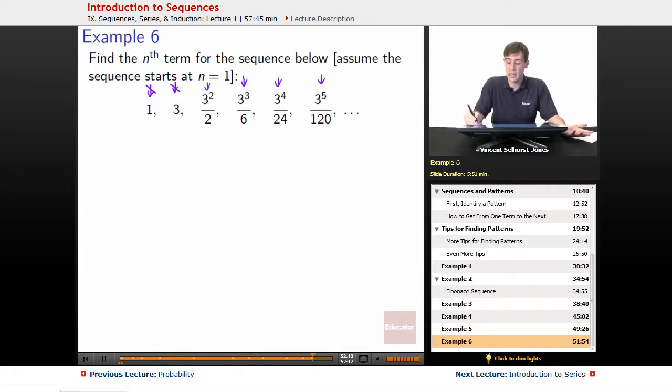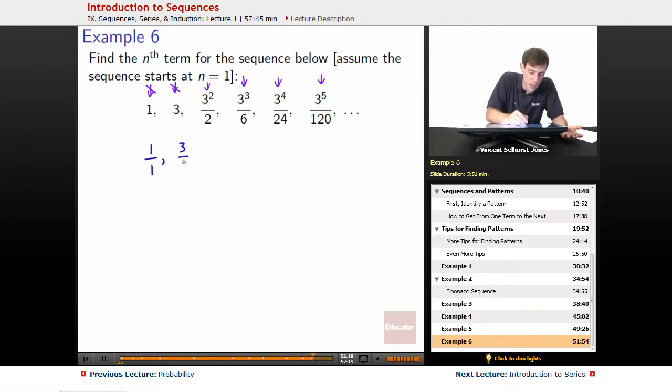We first certainly need to have them as fractions. So as fractions, we've got 1. We can always divide by 1, so 1 over 1. Then 3 over 1, and then 3 squared over 2, 3 cubed over 6, 3 to the 4th over 24, 3 to the 5th over 120.